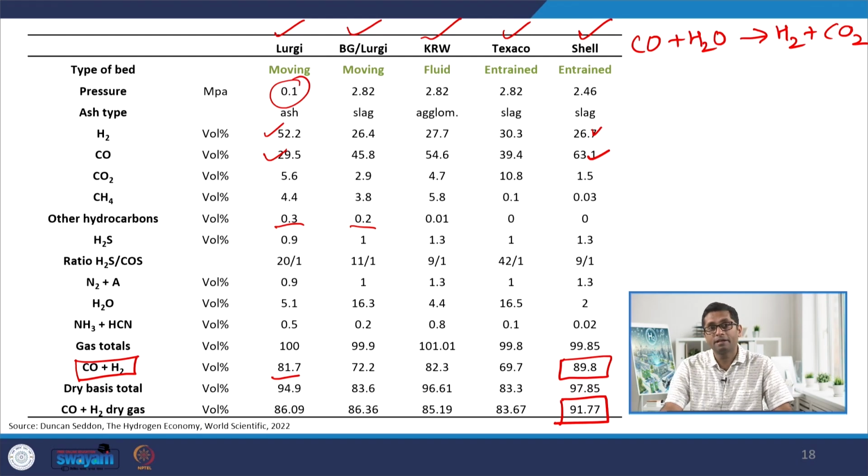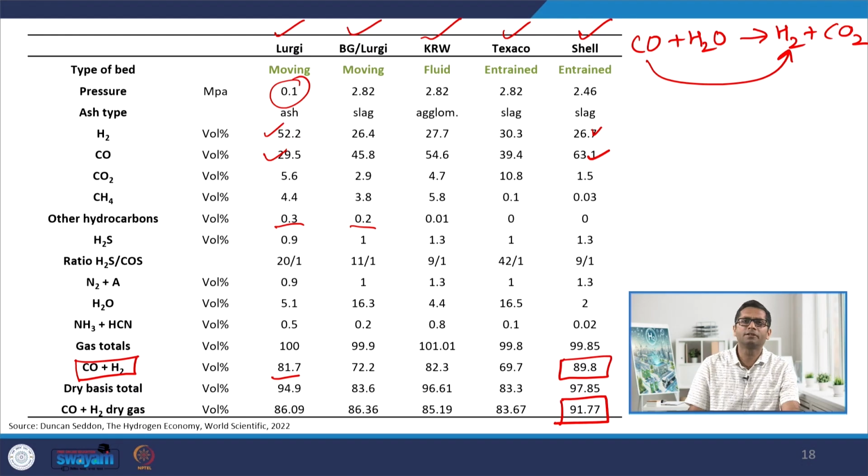Of course, as I have reiterated and will be discussing in future classes as well, the carbon dioxide being produced in a greater amount is not much of an issue, because ultimately downstream we are going to have some kind of water gas shift reactor where the carbon monoxide is converted into hydrogen, and then finally we would have to remove the CO2 to produce pure hydrogen. So these are some of the major kinds of industrial gasifiers that we have in operation.